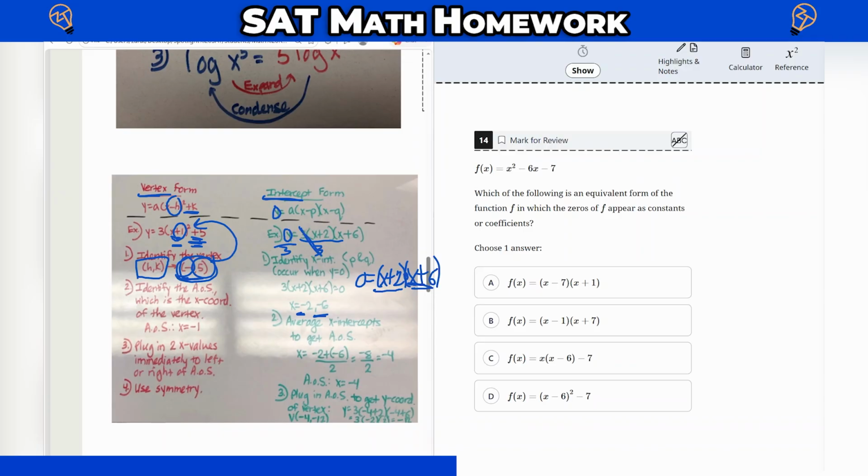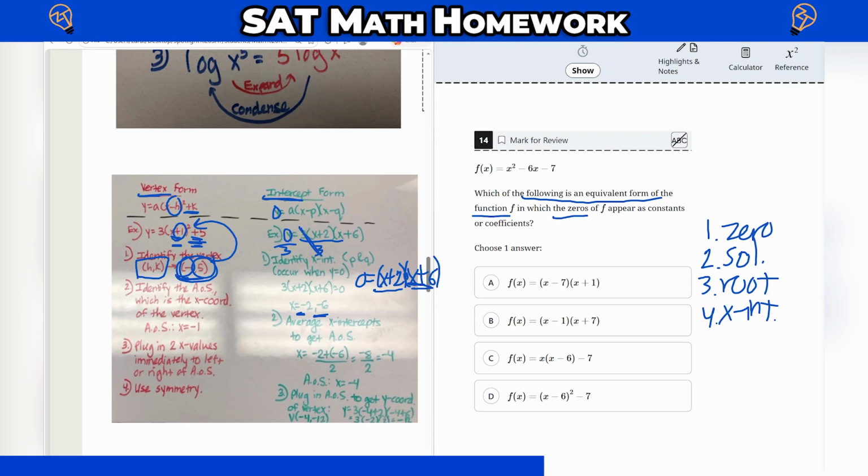So when they're saying which of these is an equivalent form of the function in which the zeros, so that's key. We need to know that there are 4 words that are synonyms. 0 is a synonym for solution, root, or, you guessed it, x-intercept. So now that you know that, it's pretty clear that we're going to be looking for intercept form.